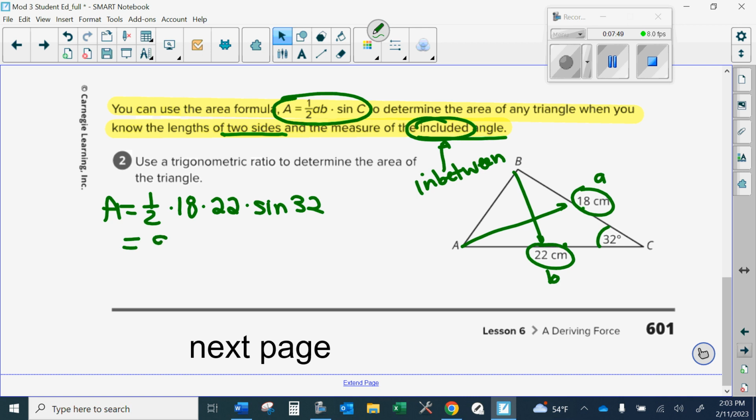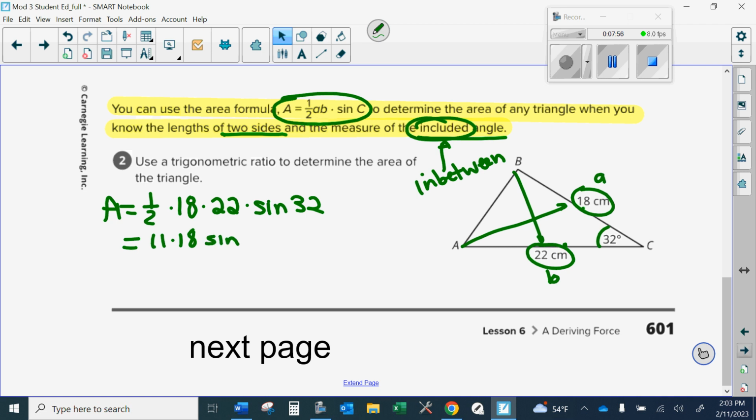So I'm going to do half of 22 and get 11 times 18 times sine 32, because I can do that in my head. 18 times 11 is 180 plus 18 is 198 using the distributive property. You guys can just plug it into a calculator. I'm just trying to show you what you could do using your brain until you have to plug the sine 32 in the calculator. So 198 sine 32.